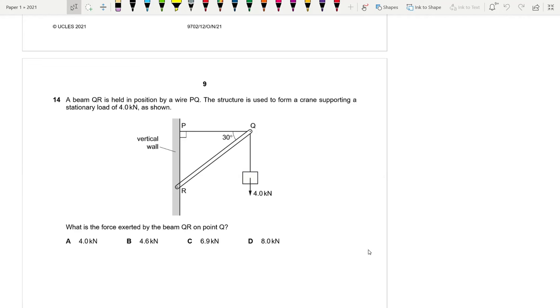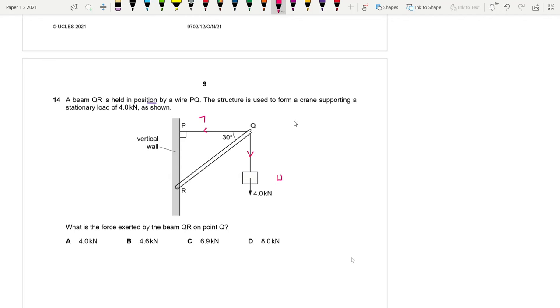So for 14, a beam QR is held in position by a wire PQ. The structure is used to form a crane supporting a stationary load of 4 kN. What is the force exerted by the beam QR on point Q? Okay, so the best way to do this sum, if you think about it properly, is like this. Basically, there's a third force acting. We know that weight is downwards and tension has to act in this direction. So there is a third force that will balance these two forces.